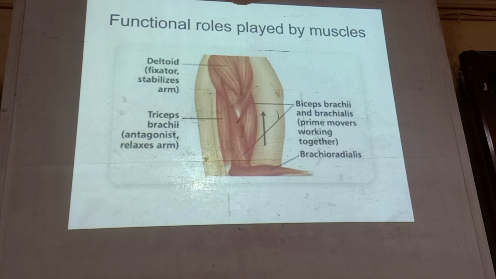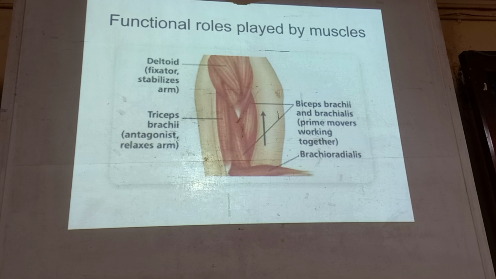Fixators are groups of muscles which stabilize the origin of the prime mover, which stabilize the proximal joint to allow the prime mover to act effectively at a distal joint. Is this point clear?